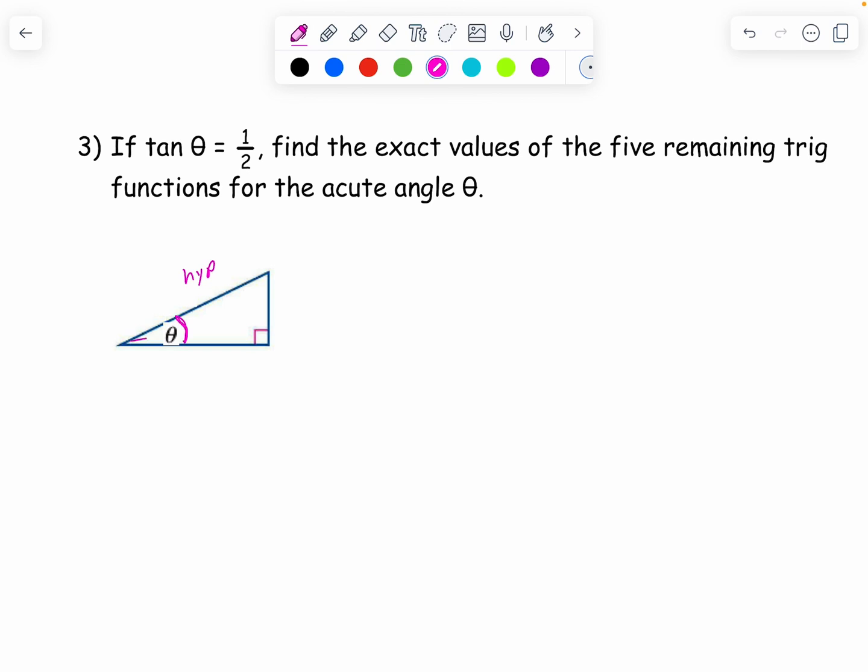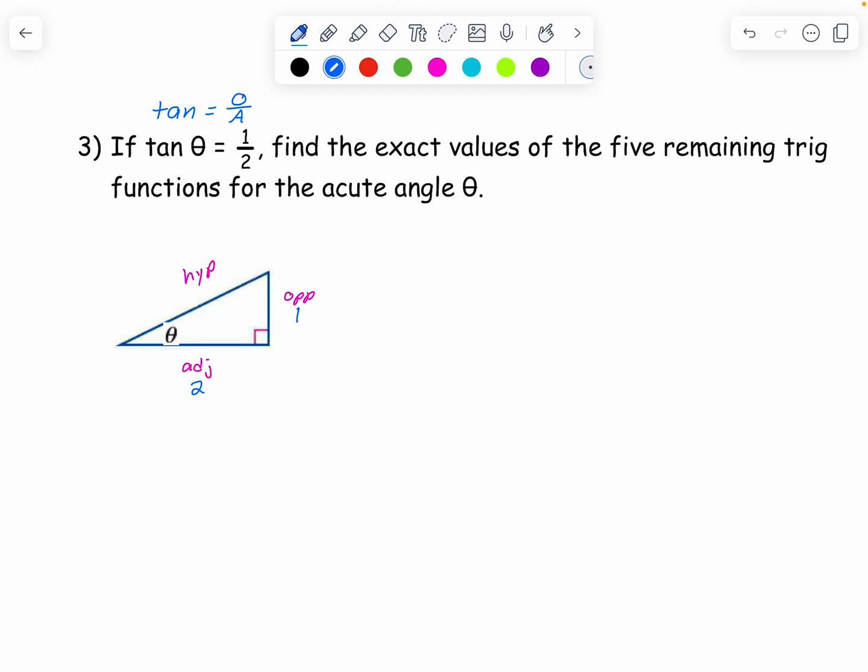Then, since this is the theta that has been labeled, that means across from that is our opposite, and therefore the third side is our adjacent. All right, so then let's put in what we've got. So we have tangent, and we need to remember that tangent is opposite over adjacent. So that means that 1 is our opposite and 2 is our adjacent. So 1 for the opposite, 2 for the adjacent.